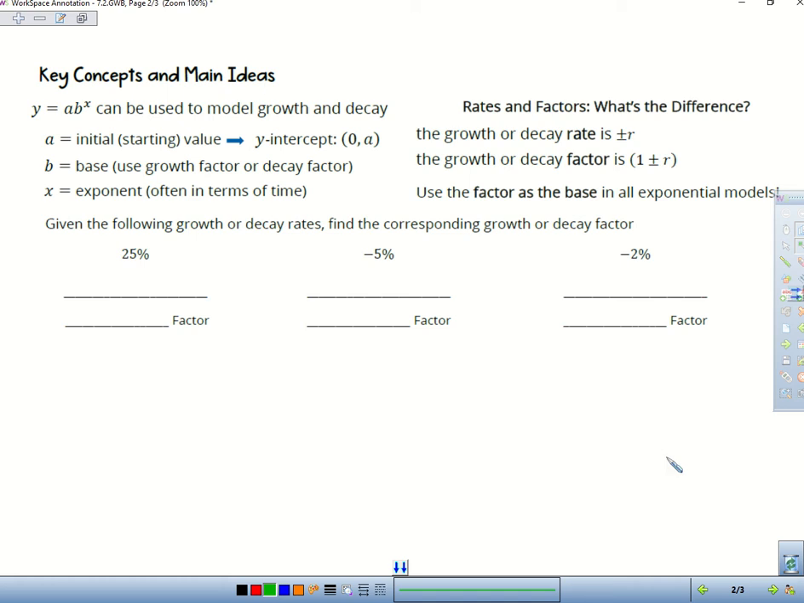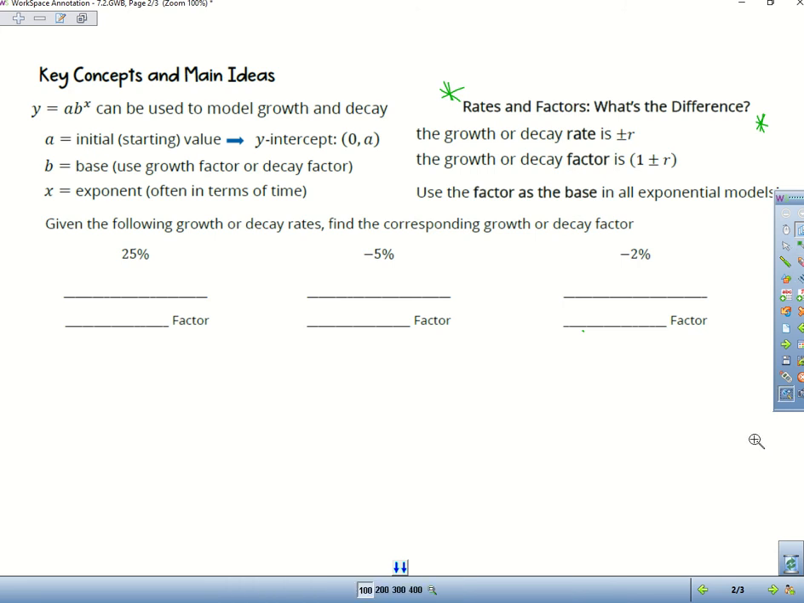And then we have to know the difference between rates and factors. So this is really, really important and essential for this lesson, knowing the difference between the two. A growth or decay rate is like a percentage, so like 15% growth, 15% decay. A growth or decay factor is when you either add one or do one minus that rate. Okay? And we'll talk about when you add and when you subtract and how to determine that.